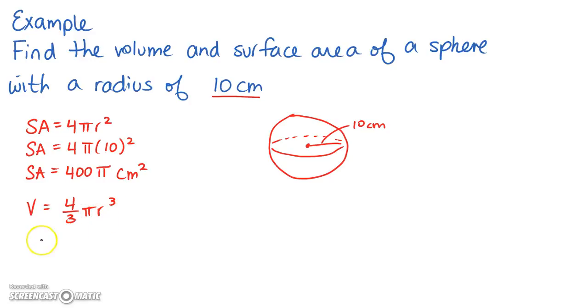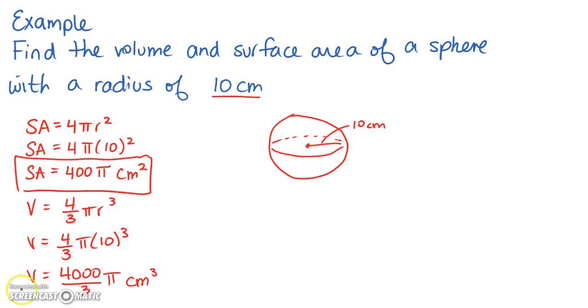Now for volume, that is 4/3 of pi r cubed. So same thing, we need a radius. Our volume is going to be 4/3 times pi times 10 cubed. So that's going to be 1,000 times 4, so 4,000 over 3 pi. And again, our units are centimeters, so we're looking at centimeters cubed. So that's how you'd find your surface area and your volume of that particular sphere.